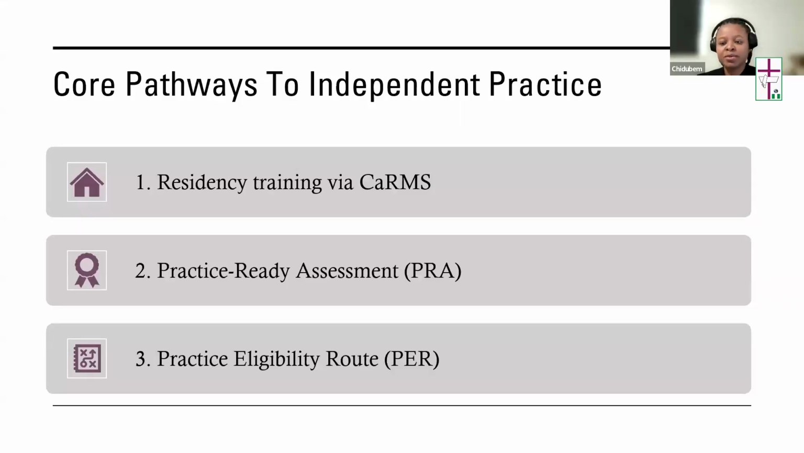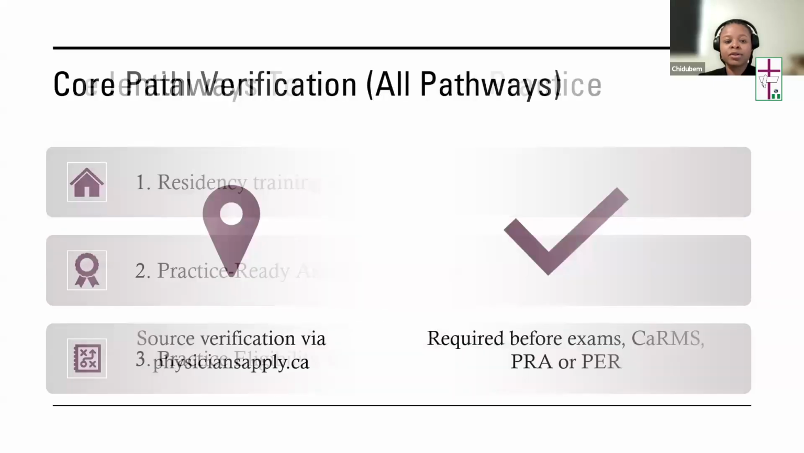So there are three main pathways. Most people know about the residency pathway, which is through CaRMS. CaRMS is the Canadian Resident Matching Service. The second one is the practice ready assessment, which is usually for people that have some experience, whether it's through residency or independent practice, and mostly for family physicians. Then we have the third one, which is the practice eligibility route. This applies to specialists alone, some specialists. So we'll go through each of them one by one.